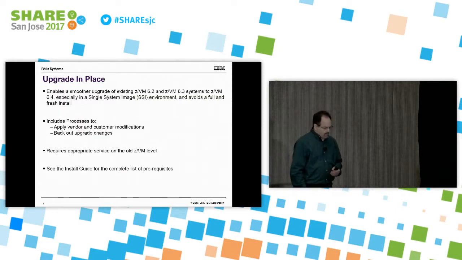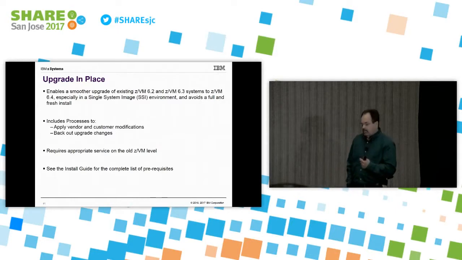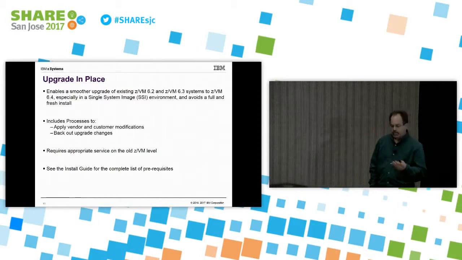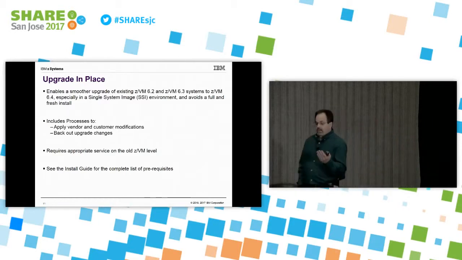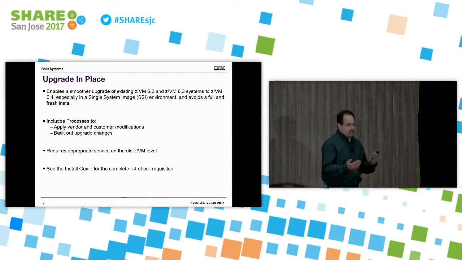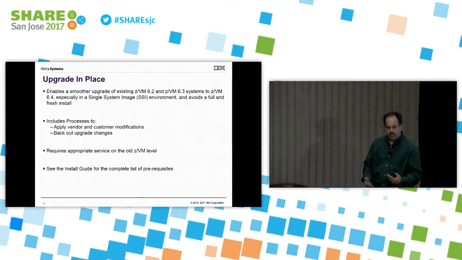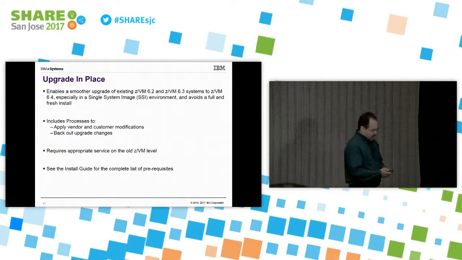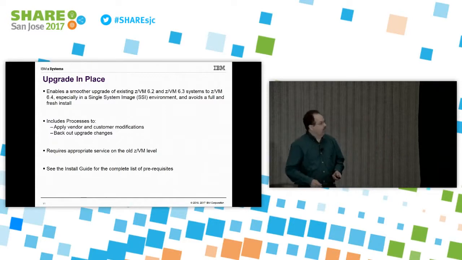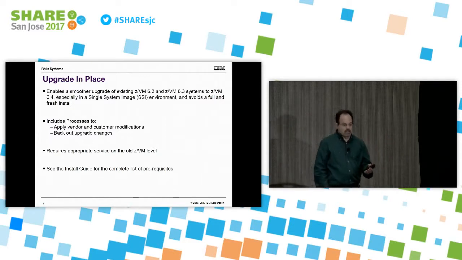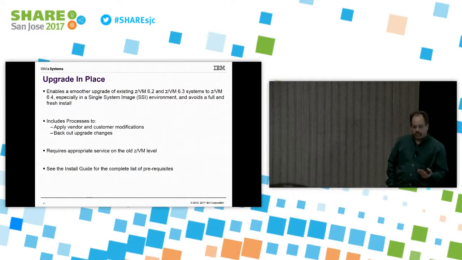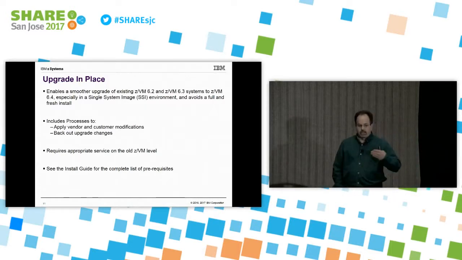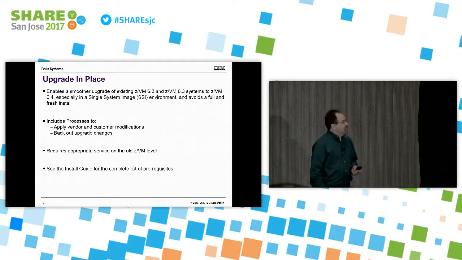Upgrade in place was introduced in z/VM 6.3 to make it easier to upgrade from 6.2, primarily with SSI, to 6.3. We didn't want you to have to shut your whole cluster down to do a release migration if you're running an SSI cluster. That kind of defeats the purpose of having a cluster in the first place. But there are some tools and procedures to make it easier to upgrade from release to release. So we've enhanced that now for 6.4. Now you can use upgrade in place to migrate from either z/VM 6.2 or 6.3 to 6.4.